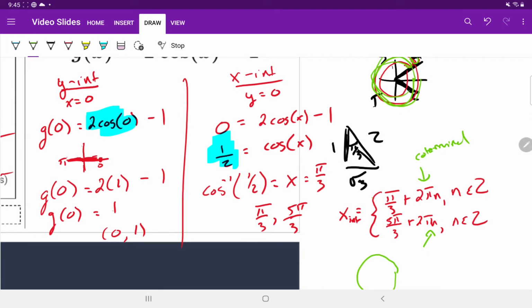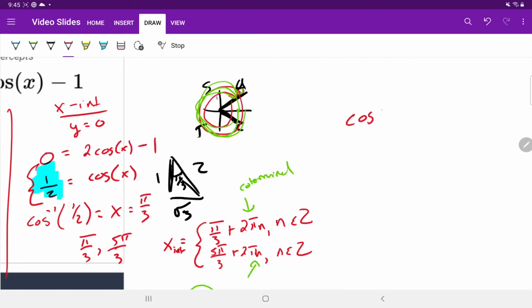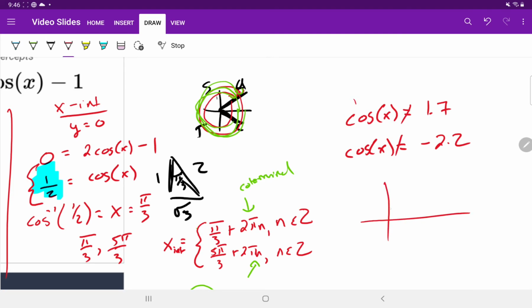Now, if you ever get to a point, when you're isolating for cosine or sine, where you end up with a number that's greater than 1 or less than -1, then there's actually going to be no solutions, and you can stop right there. So for instance, if I ever got to a point where cos of x was equal to 1.7, or cos of x was equal to negative 2.2 or something, there's no way for that to happen, because if you think to your basic sine and cosine graphs, as we're going to get into, they're always oscillating between 1 and -1. So there's no way for them to go outside those bounds.